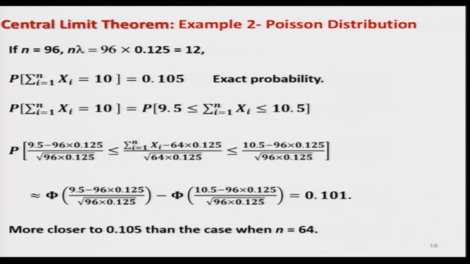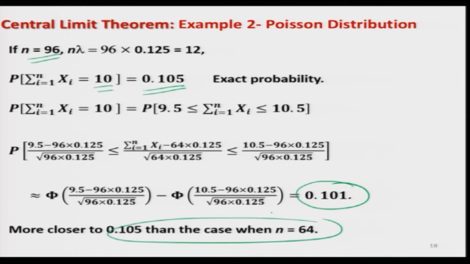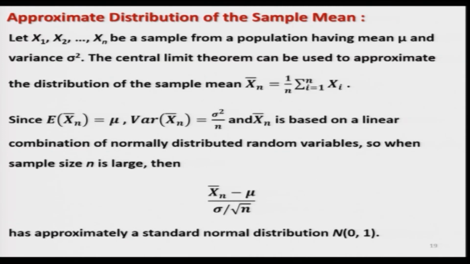Now, in case you take, suppose, n equal to 96 and compute the probability that summation xi is equal to 10, this will come out to be 0.105. But if you use the central limit theorem, this will come out to be 0.101. So, you can see this is closer to 0.105 than the case when we had n equal to only 64. So, as you increase the sample size, the approximations are becoming better.